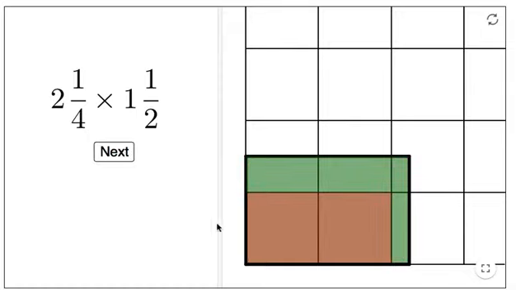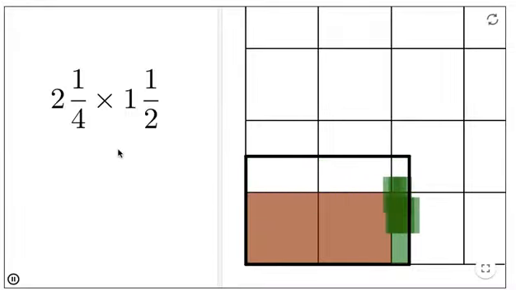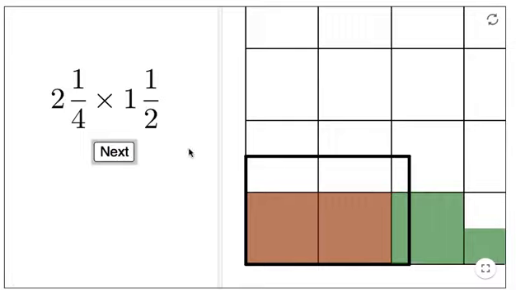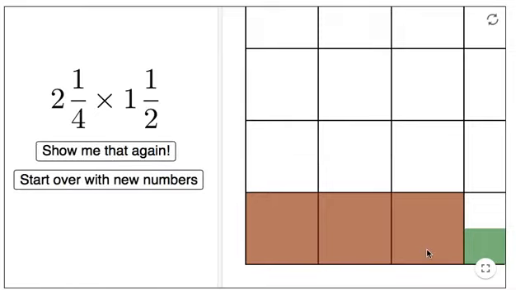There are my whole parts, and there are my fraction pieces. You can see that there are 1, 2, 4 here, 4, 5, 6, 7 pieces, and they've all shown up out here. So there are my 3 wholes, and I have half left over here.